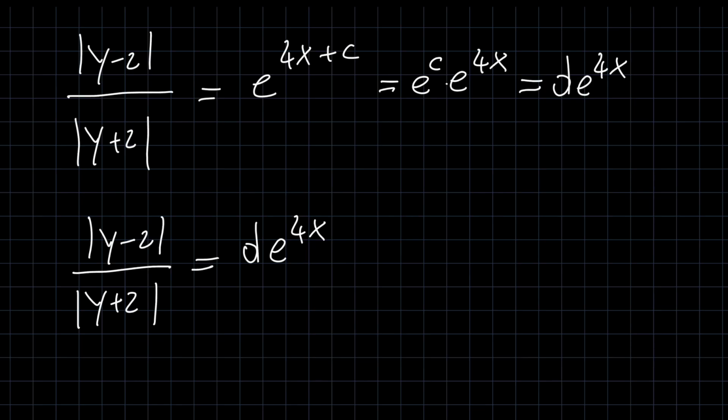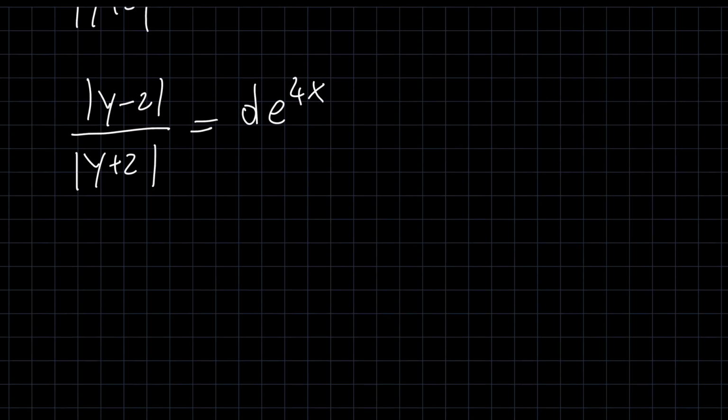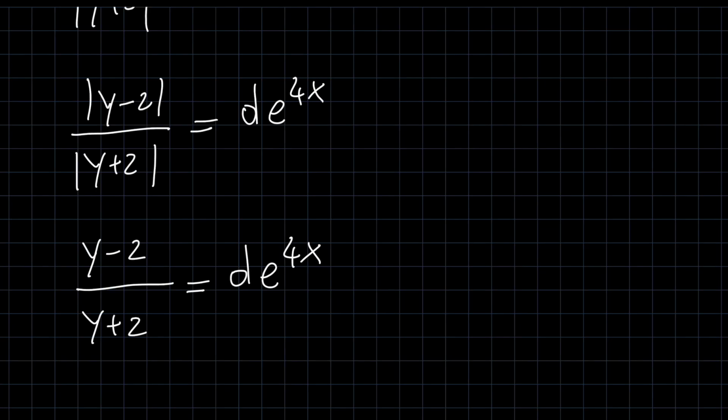Great. So now I have to somehow get rid of this modulus on the left hand side, and to do that I will leverage this constant. These are random constants, so it can be positive or negative, and therefore I can just forget about the modulus on the left hand side because all the signs are going to be taken care of by d, which means that this is actually equal to y minus 2 over y plus 2 equal to d e to the 4x.